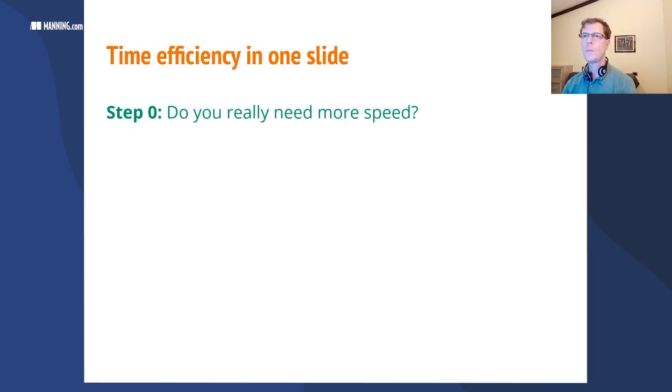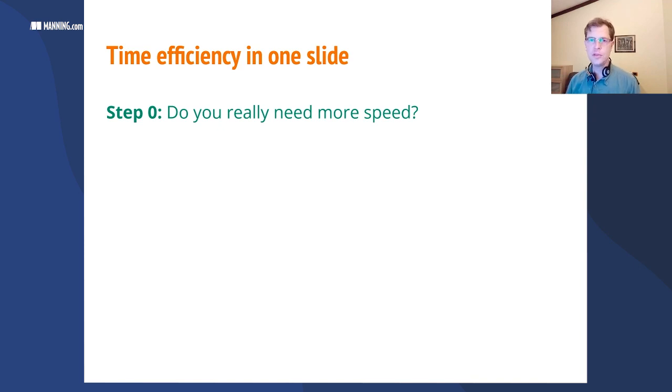How do we deal with time efficiency? So step 0, first of all, we try not to deal with it. The first question you should ask yourself is, do you really need more speed? You've probably heard the famous motto, premature optimization is the root of all evil, which means that programmers tend to optimize code too early or too much, even if it's not really needed.